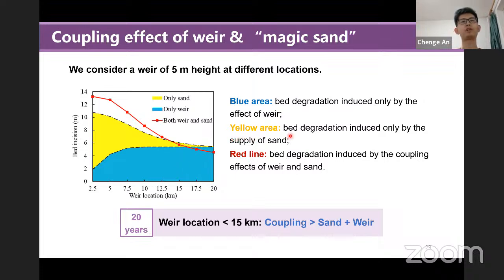And the yellow area shows the bed degradation induced only by the supply of sand without weir. And the red line shows the bed degradation when we consider both the effect of weir and the effect of fine sediment supply. The horizontal axis shows the location of the weir, and we find that when the weir location is smaller than 15 kilometers, that is, the location of the weir and the location of the fine sediment supply is smaller than 15 kilometers, the coupling effect of the two factors is larger than the sum of the two factors independently.